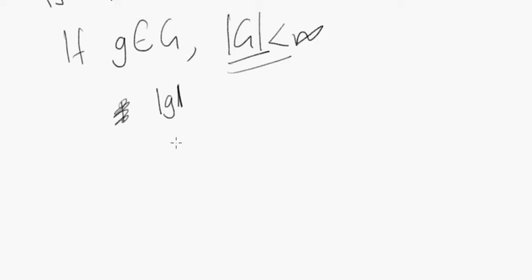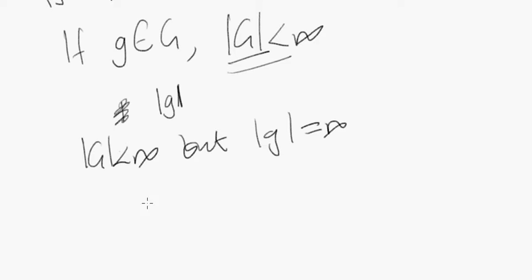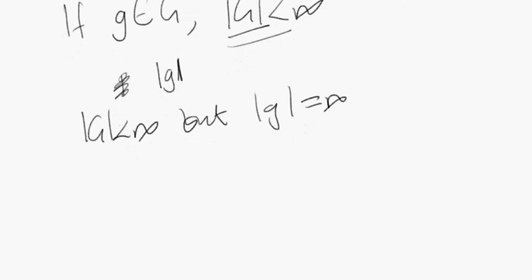The question we're asking is, is it possible for the order of big G to be finite, but the order of little g to be infinite? What do you think? That's part of what we've been thinking about right now.